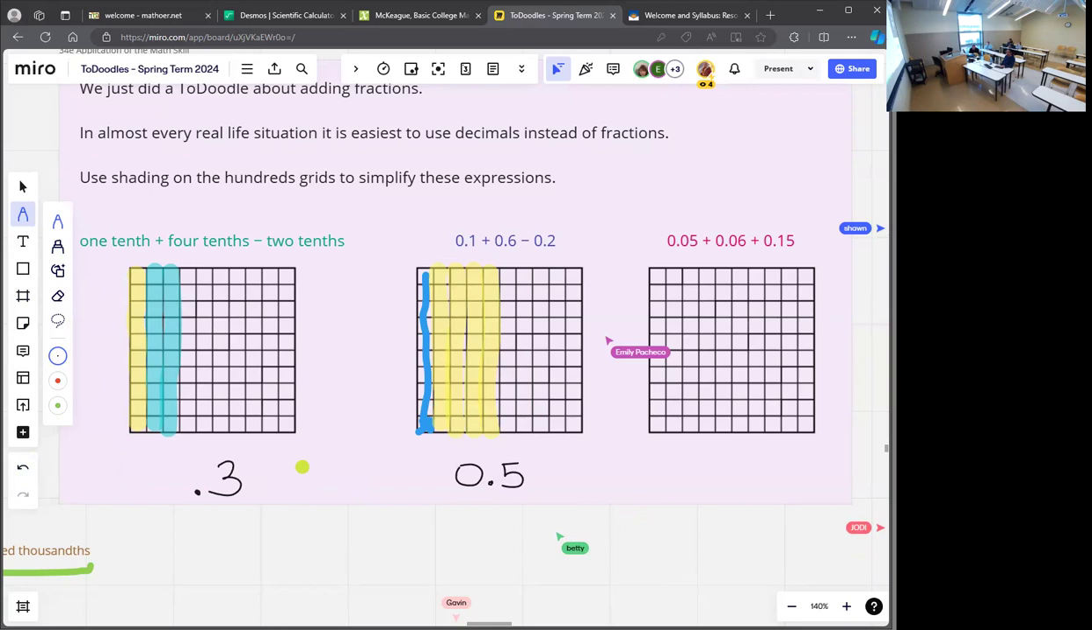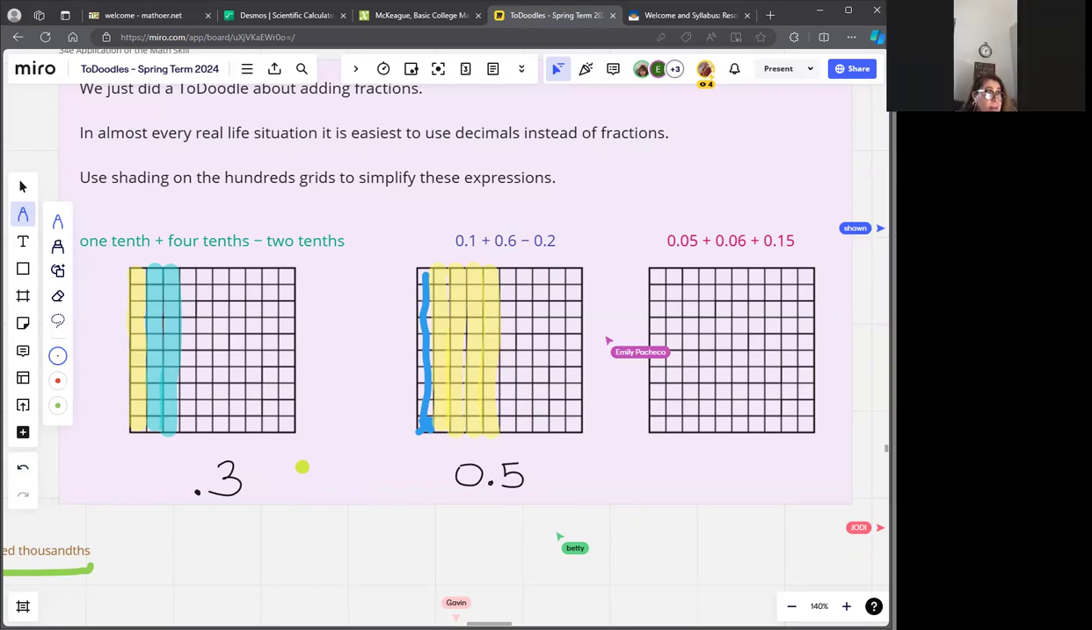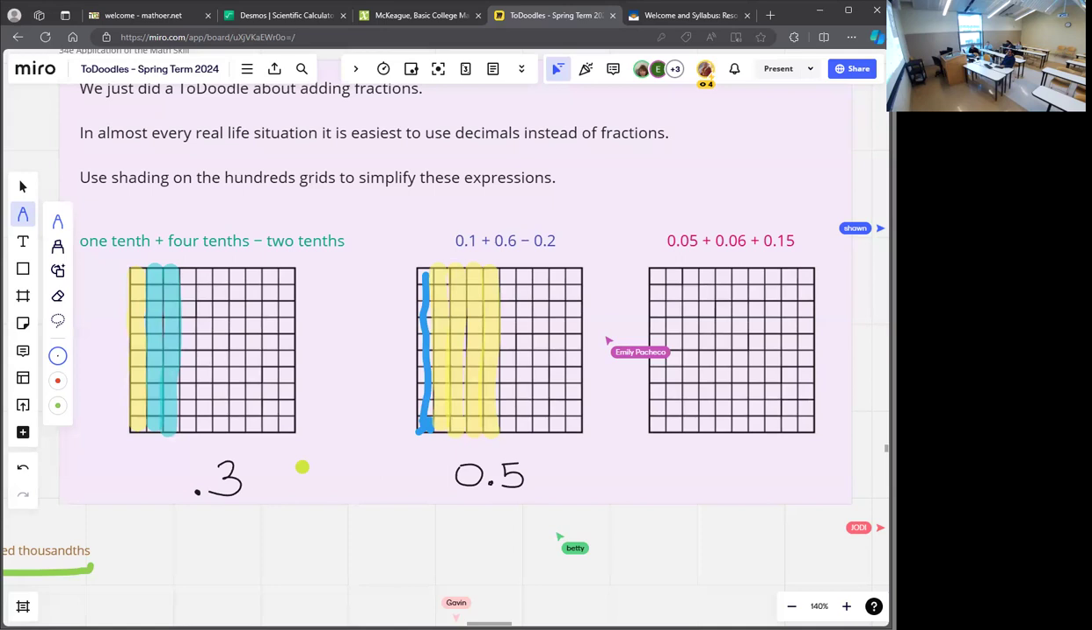Does this look like half of it is shaded? Yes. 0.5 equals 1/2. Okay, let's do the last one. So 5/100. Now we're gonna do these little hundredths. 1, 2, 3, 4, 5. Now we're gonna do 6 more hundredths. Does someone else want to shade it or should I?